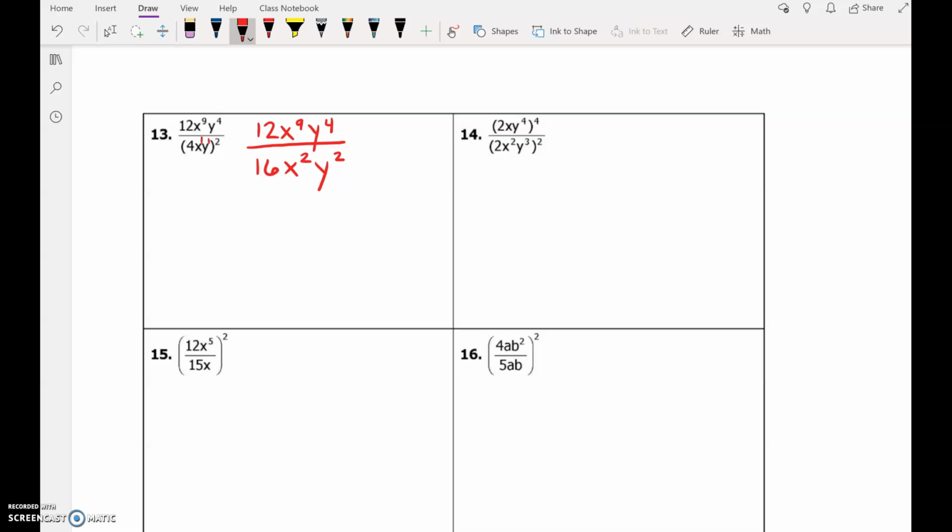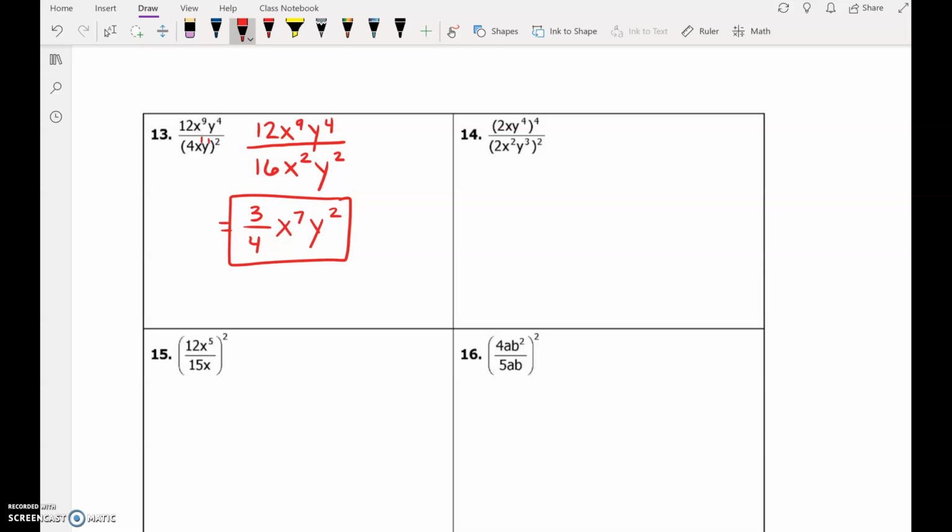12 divided by 16, this again is a fraction that can be reduced. They are both divisible by 4, so that would be 3/4. 9 minus 2 is 7, and 4 minus 2 is 2. So this would be your final answer for number 13.